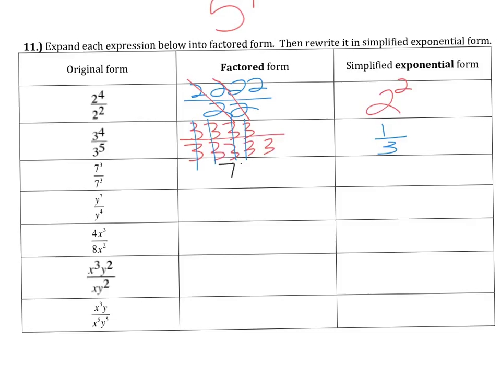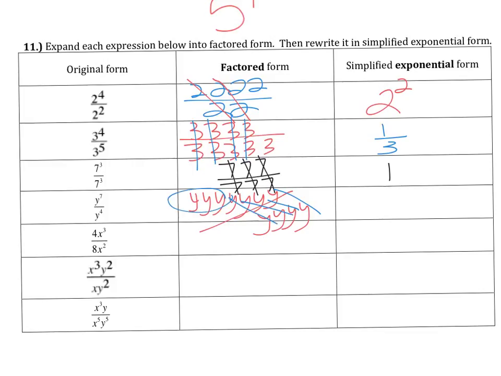So now we have 7 times 7 times 7 over 7 times 7 times 7. We simplify all those, and everything gets simplified to just be 1. Y to the 7th, so we're going to have 1, 2, 3, 4, 5, 6, 7 y's over y to the 4th, that's 4 y's. We're going to simplify 1, 2, 3, 4 y's, so we have 3 y's left over, and they are in the numerator, so they're going to stay in the numerator as y cubed.